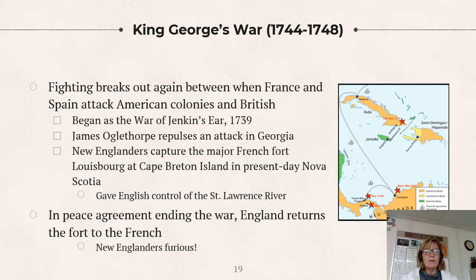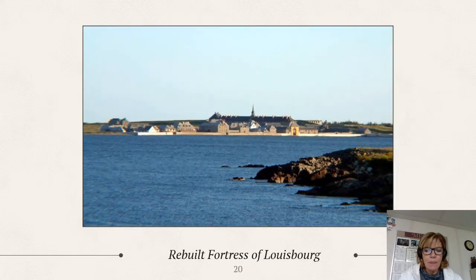But there's a peace agreement that the English made in exchange for some land elsewhere. They decide, well, we're going to give you back your fort. The colonists were furious about this, right? Because they had worked so hard to gain that fort. This is a picture of the rebuilt fort that is still there today. I don't know how much of it is original and how much was rebuilt.